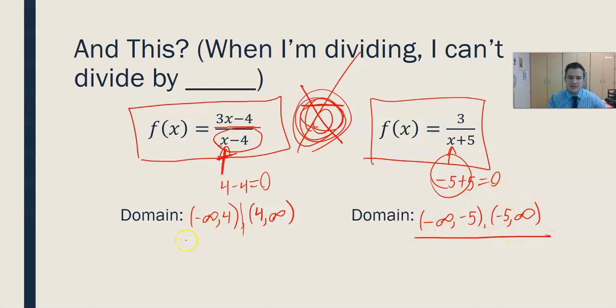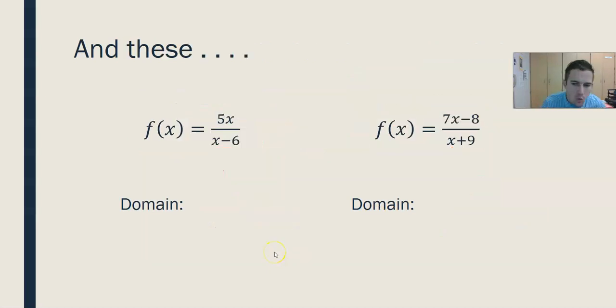Notice on both of these, I have two intervals. Two different intervals, so I can say there's this half of the number line that's included in my domain, this half of the number line that's included in the domain, everything except for, in this case, negative 5, in this case, positive 4. Let's do one more example like this, or a couple more examples.